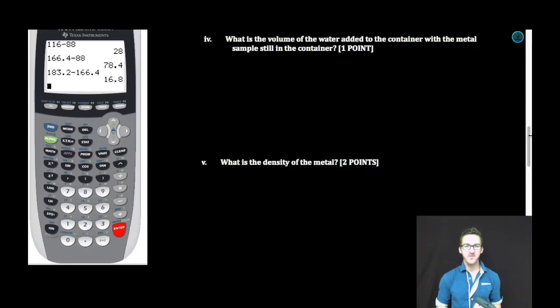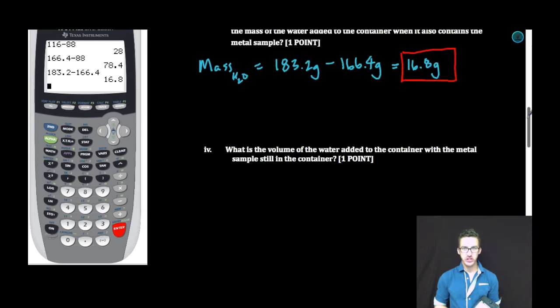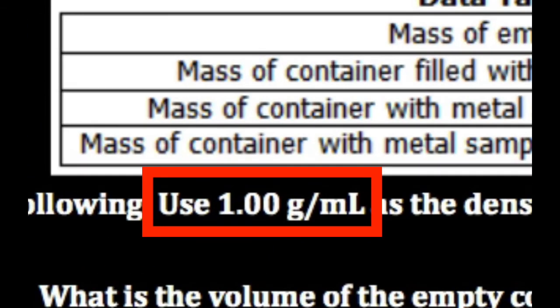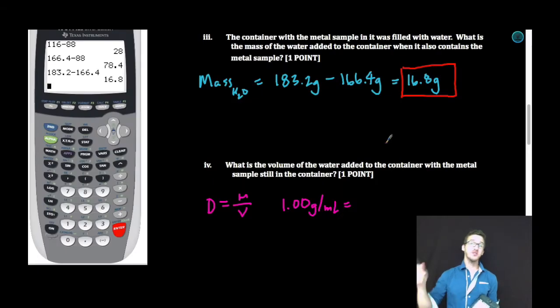Boom. Part 4. What is the volume of the water added to the container with the metal sample still in the container? All right, let's look back at the part that we just solved for. Many times in these free response questions, you'll be using the previous parts to answer the later parts of the question. We know the formula for density is equal to mass over volume. We know the density for water is 1.00 grams per milliliter. We know the mass of the water when the metal sample is in that container is 16.8 grams. To determine the volume of water, 16.8 divided by 1, 16.8 milliliters.